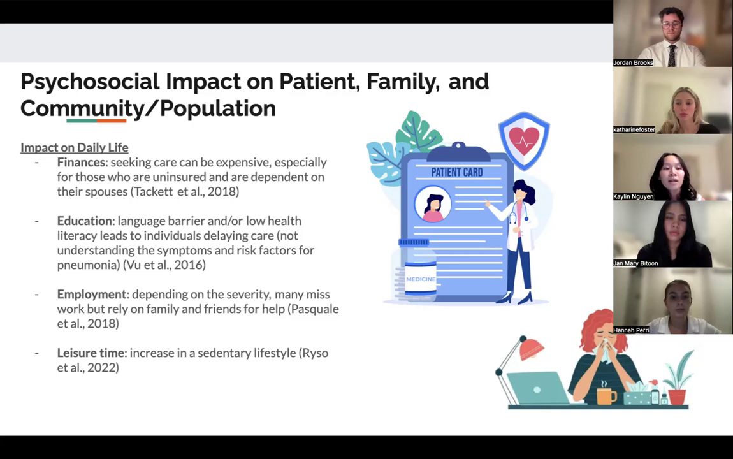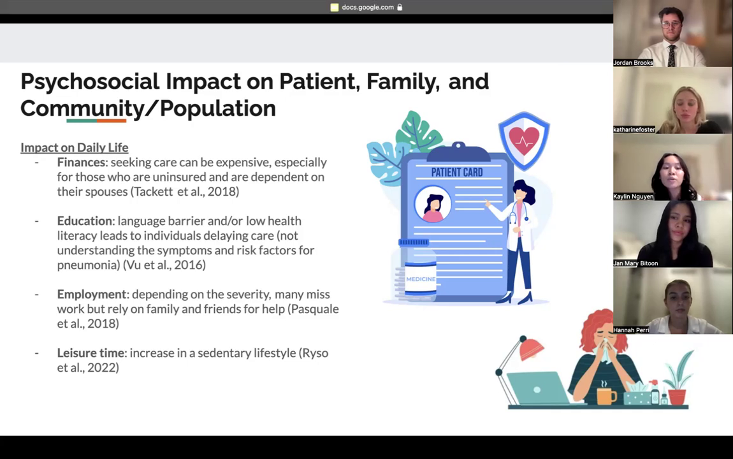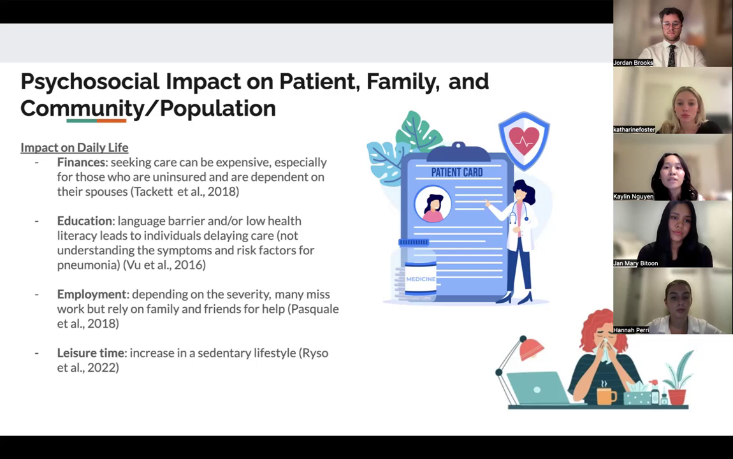Then in terms of employment, depending on the severity of the disease, many people miss work just because of the exacerbations of the symptoms of pneumonia. So they often rely on family and friends for help. And then with leisure time, there's an increase in a sedentary lifestyle just because with shortness of breath and chest pain, people don't really want to partake in leisure activities as much as they used to.